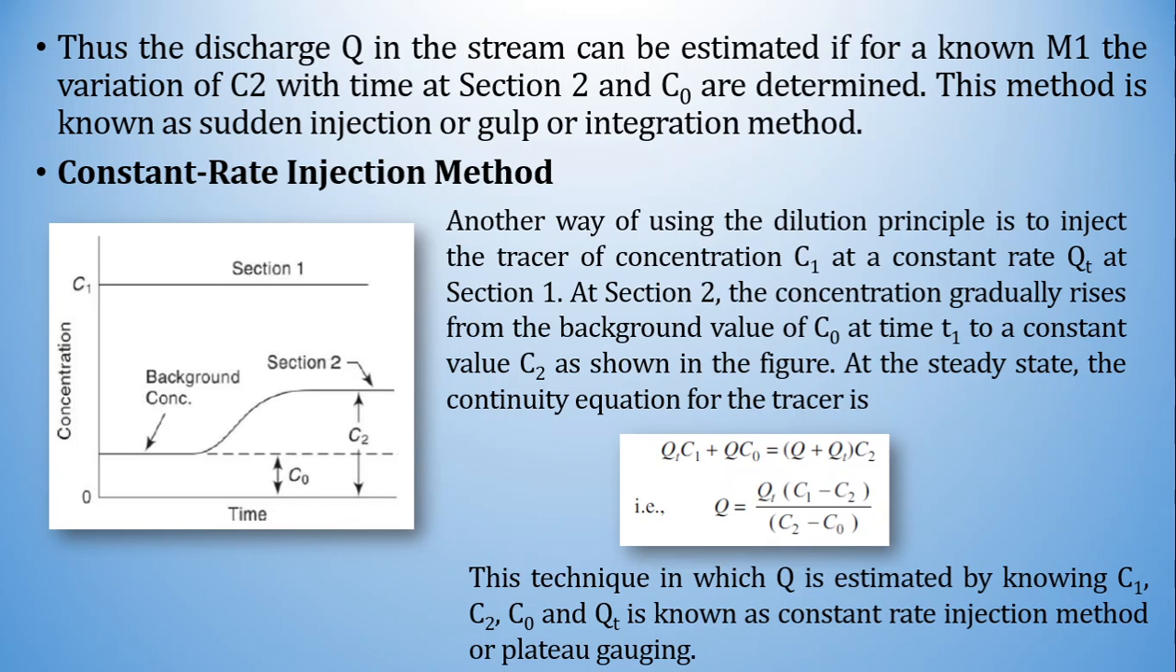At the steady state, the continuity equation for the tracer can be applied for this particular diagram. Qt into C1 plus Q into C0 is equal to (Q plus Qt) into C2. So the discharge Q can be determined as Q equals Qt into (C1 minus C2) divided by (C2 minus C0). This technique, in which Q is estimated by knowing C1, C2, C0 and Qt, is known as the constant rate injection method or plateau gauging.